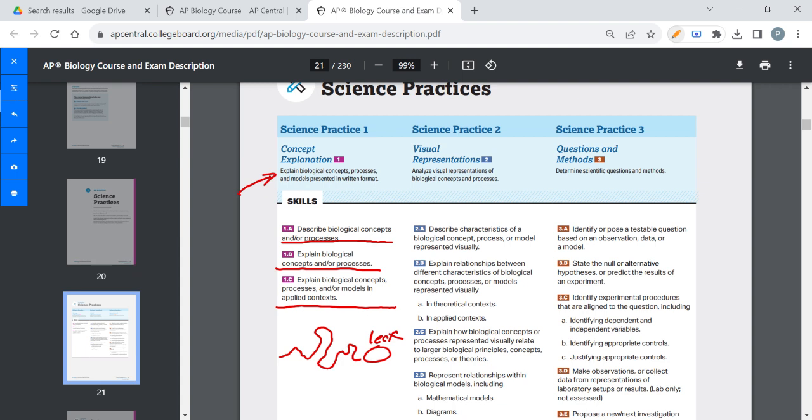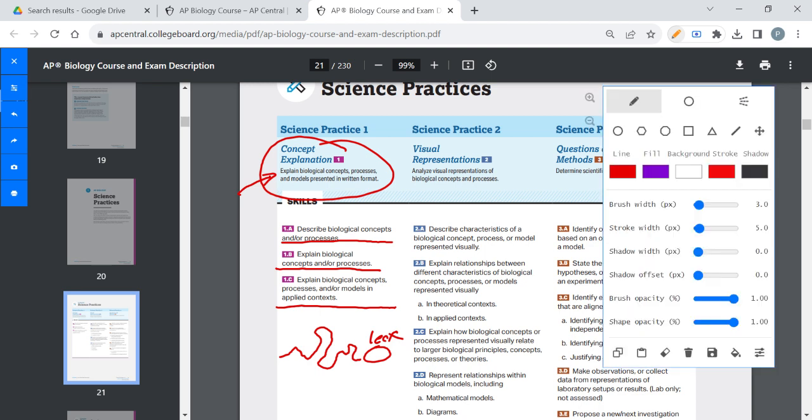We're not getting into the nitty-gritty. We're just saying that the first idea is concept explanation. Just tell me about what it is, right? Be able to feel good and explain what it is we're looking at. Let's do another one in another color.